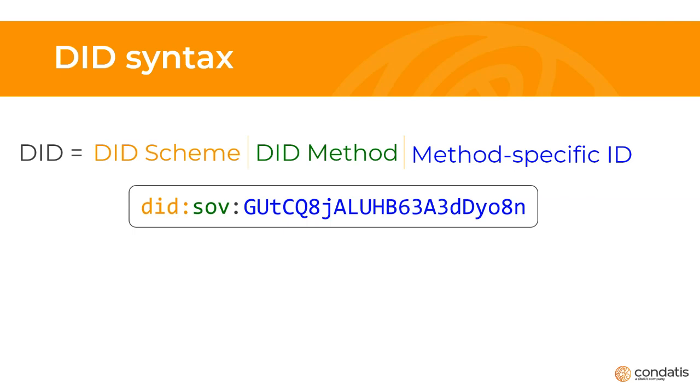When we see this kind of URI, we can tell that it's a DID because it has the did colon syntax, and we can also tell that it's using a DID method called sov, and based on that, we can, for example, use a resolver to resolve the DID into a DID document.